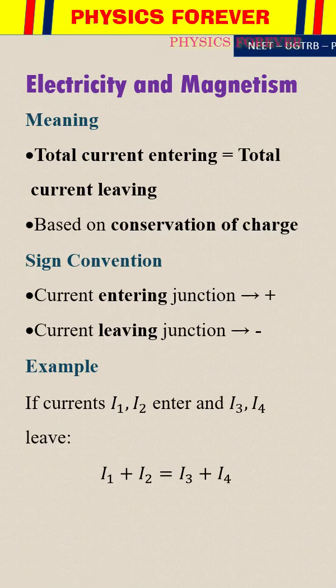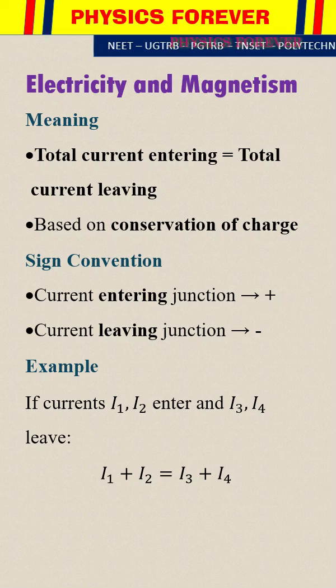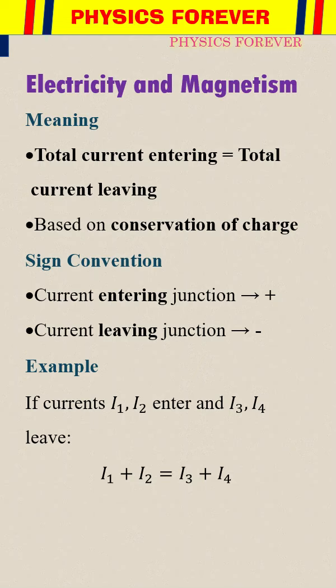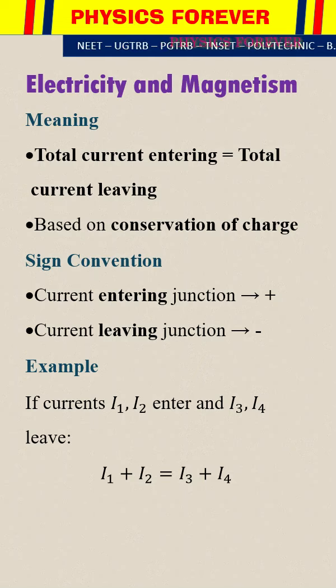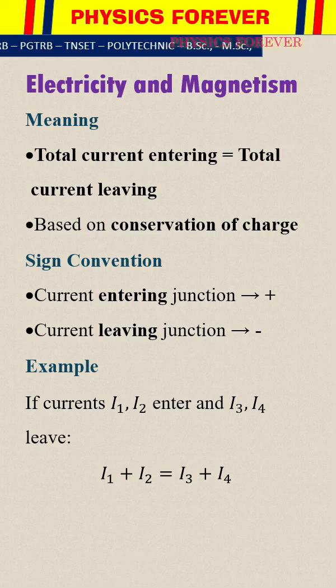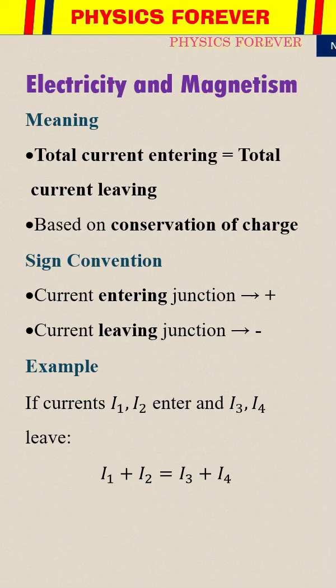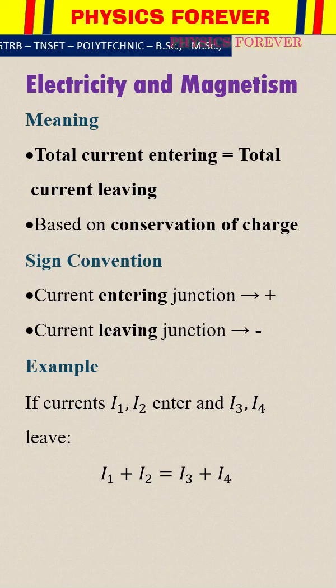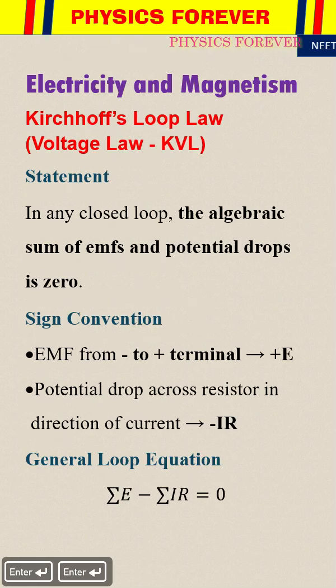Then what are all the physical meaning for current law, that is KCL. Then total current entering is equal to total current leaving. So it is based on the conservation of charge. So then sign convention is most important. Then current entering the junction is positive. If the current leaving the junction, it is negative. For example, we have given I1 and I2 entering and I3 and I4 leaving. So then both are equal. Okay, so problem போடும்போது you can understand.